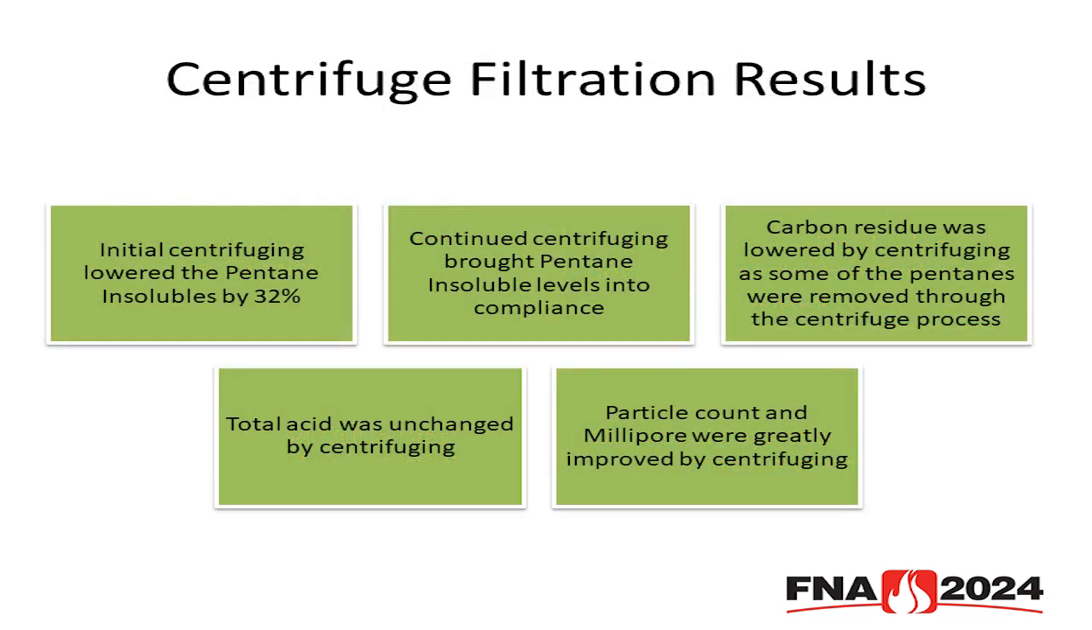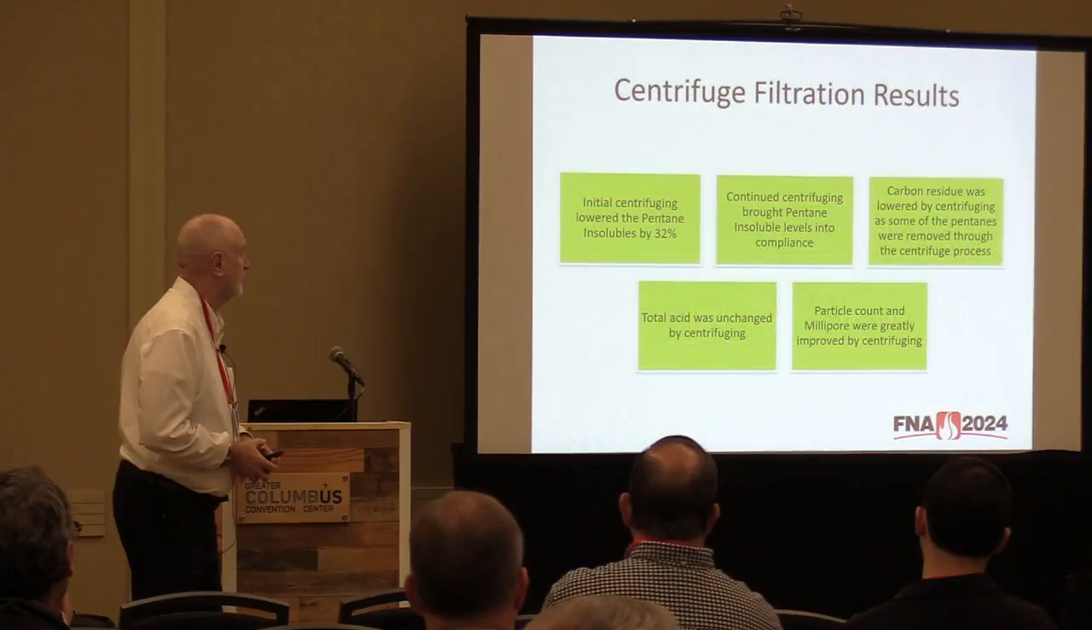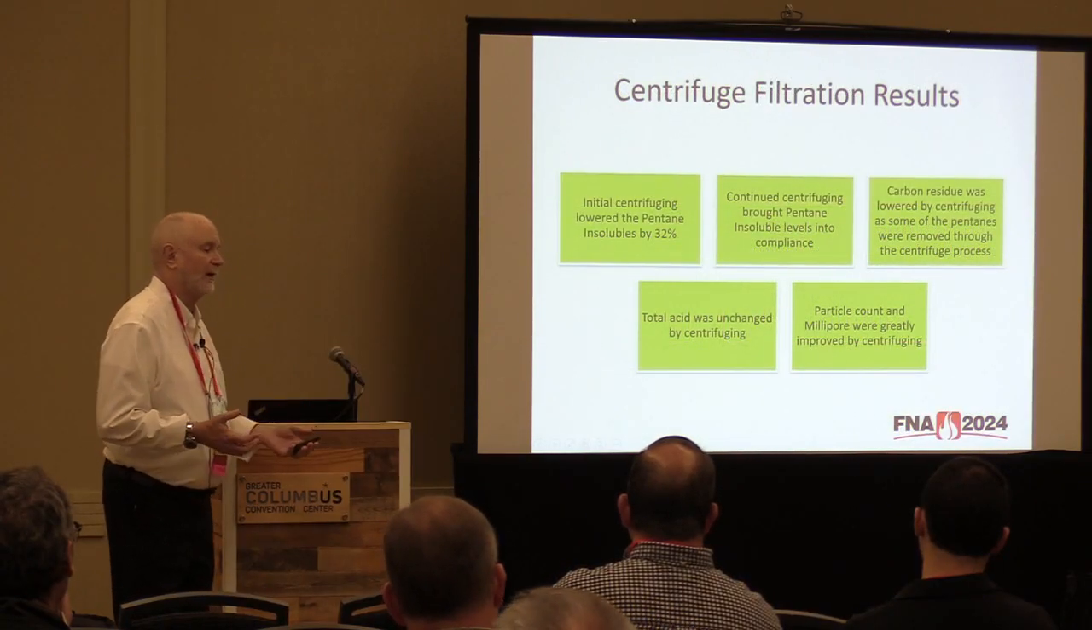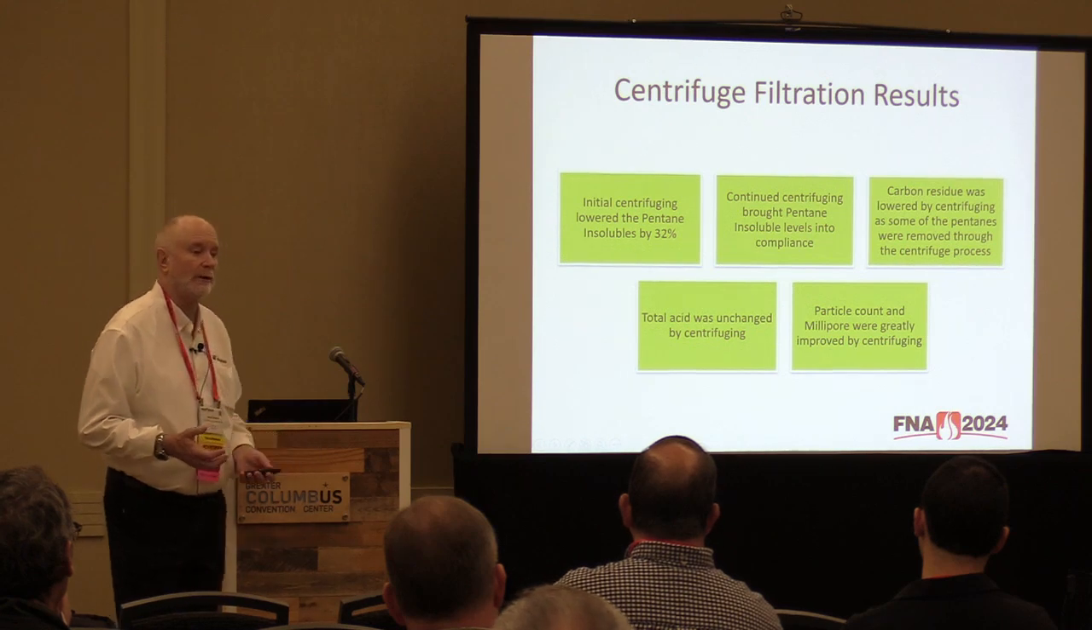With the centrifuge, initial centrifuging lowered the pentane insolubles by 32%. Doing it for an extended time brought it back into specifications. Carbon residue was lowered as some of the pentanes were removed through the centrifuging process. Total acid number again was not changed, and particle count and millipore were greatly improved.